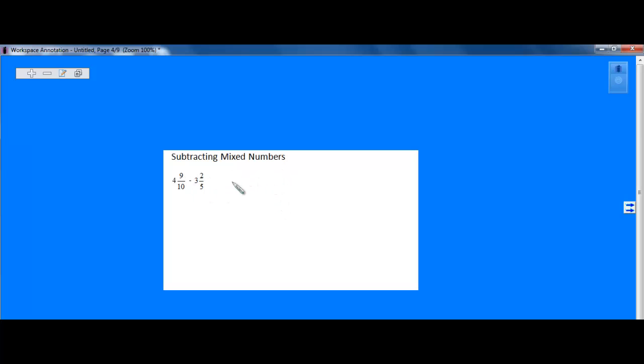Subtracting mixed numbers, we'll use the same process, finding a common denominator between 5 and 10. The common denominator is 10, so I will take 4 and 9/10ths, that can stay the same, minus 3 and, oopsies, not 2/5ths, 3 and 4/10ths. I can take 4 minus 3, which is 1, and 9 minus 4 is 5/10ths. This is not simplified. 5 goes into both 5 and 10, so I end up with 1 and 1/2.